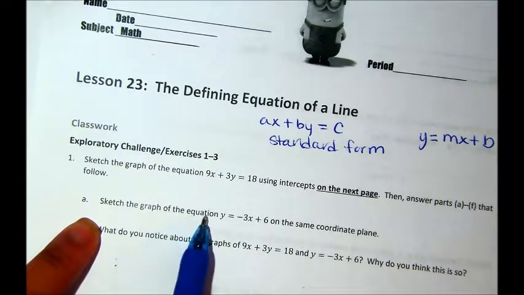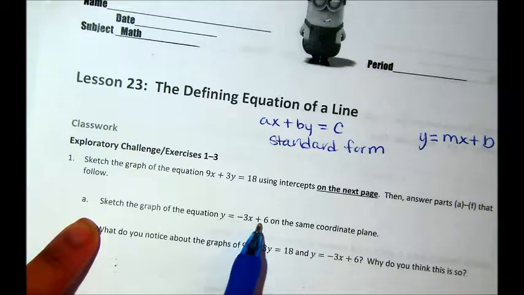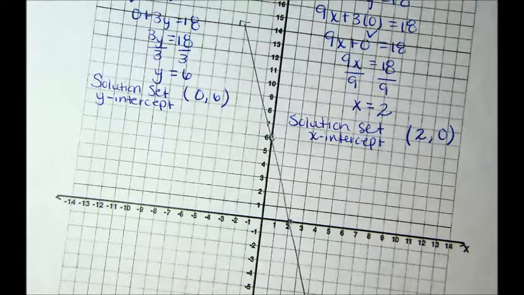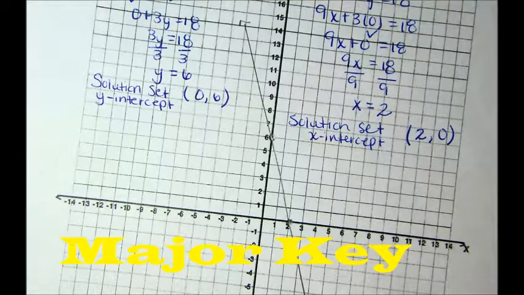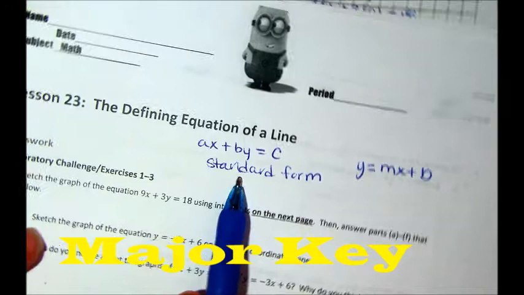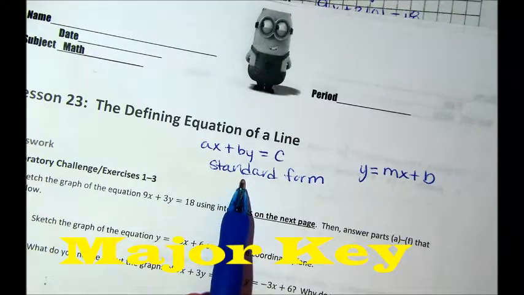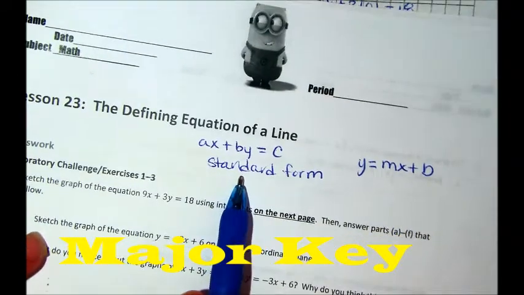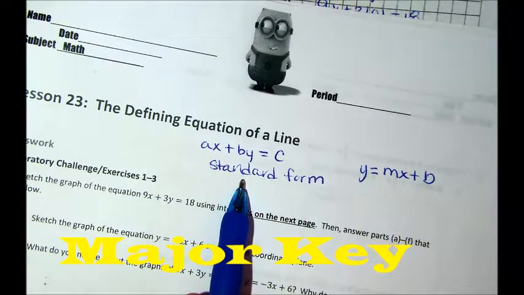Now I want to sketch the graph of the equation y equals negative 3x plus 6 on the same coordinate plane. So I'm locating the same graph, but there are some different processes that I need to plot a graph in y equals mx plus b form. If I have been given a graph in standard form, I need to know an x or I need to know a y to begin to find my ordered pairs.